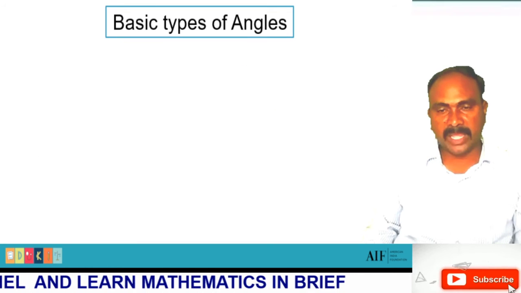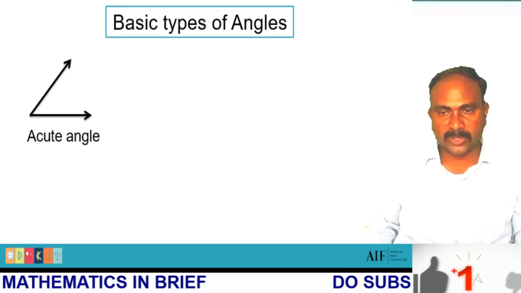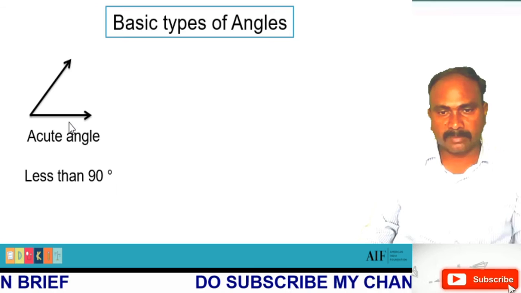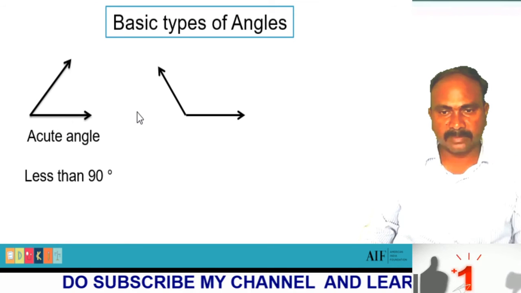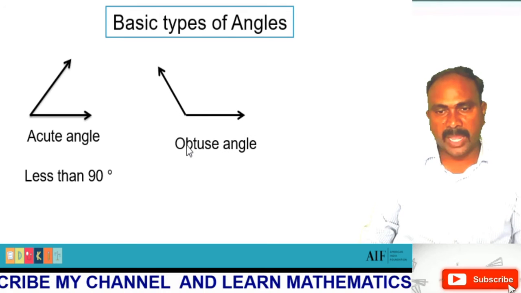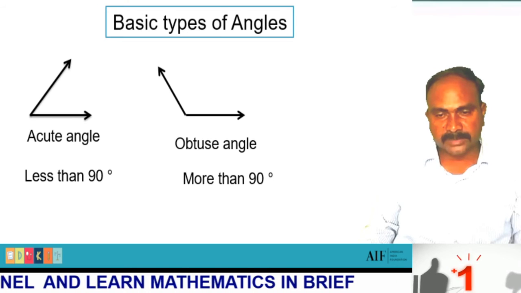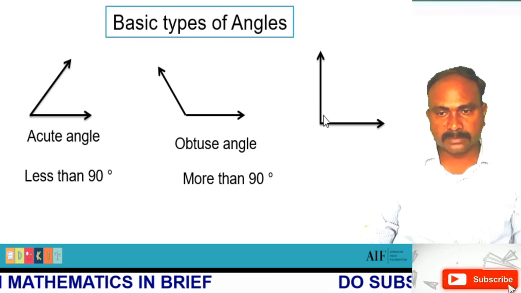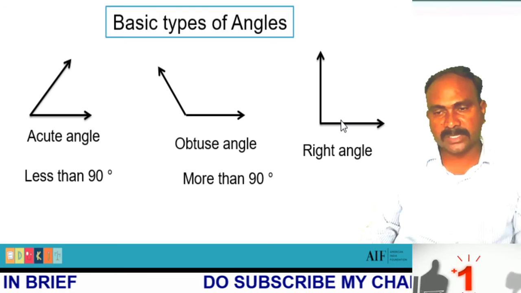Basic types of angles. Here, acute angle, less than 90 degrees. This one is another angle, obtuse angle. So, more than 90 degrees. Here, 90 degrees. So, this is a right angle.